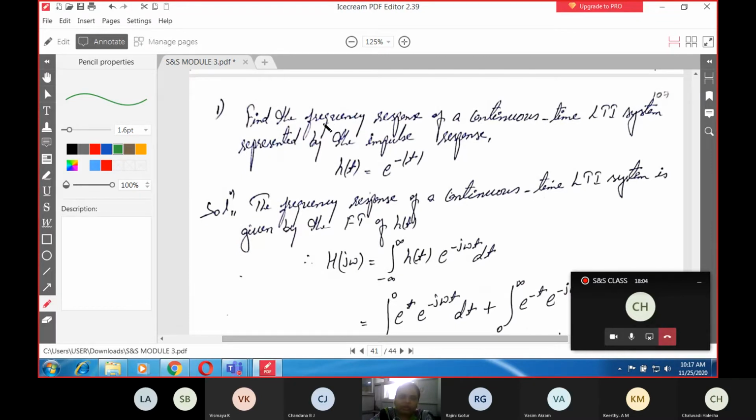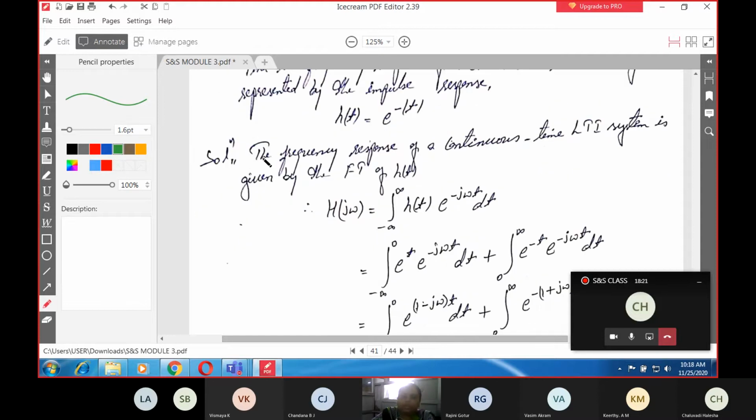based on frequency response. Here the first problem is to find the frequency response of a continuous time LTI system. For the Fourier transform equation, H of j omega is going to be equal to, we know this equation. What is that equation? Integration from minus infinity to plus infinity h of t e raised to minus j omega t dt.